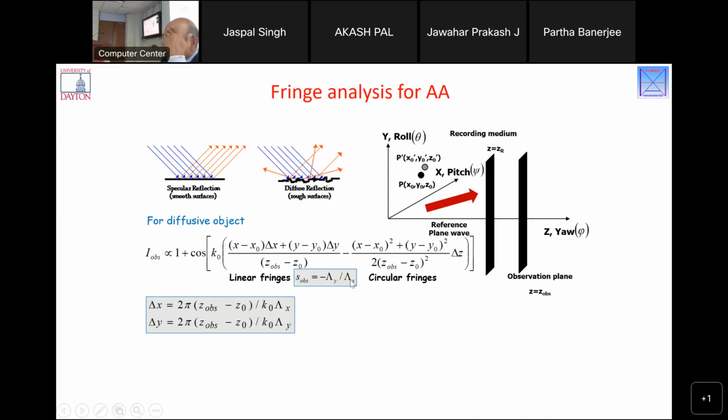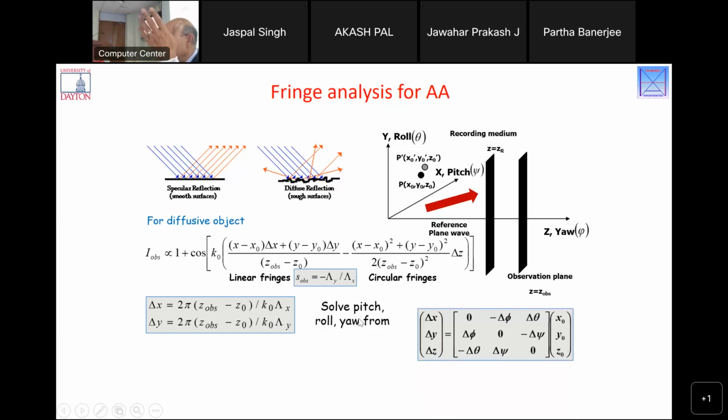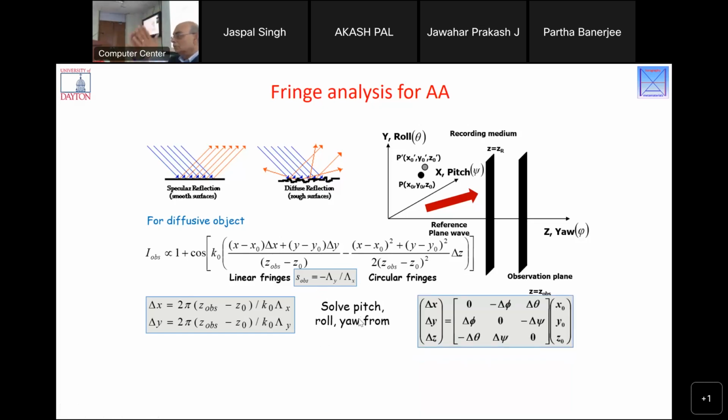So one of the things you can do is find the slope of these fringes. And from the slope of the fringes, you need to solve for the roll, pitch, and yaw. That is what you need to do, because all the information you have is the slope and the period. These are the two pieces of information that you have: the slope, the period along x, and the period along y. But here is actually a practical problem. You know these: delta x, delta y, delta z.